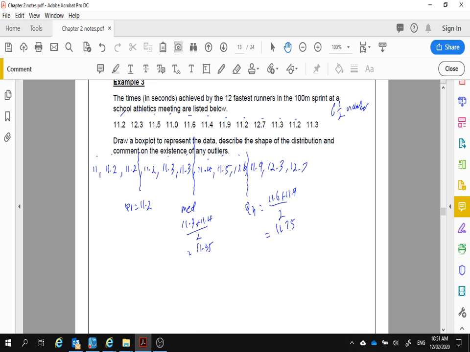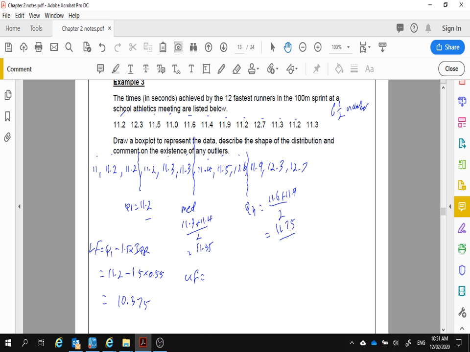Okay, before I do my box plot, I'm going to work out my fences. So the lower fence here is Q1 minus 1.5 times the interquartile range. 11.2 minus 1.5 times (11.75 minus 11.2), which is 0.55. So this becomes 10.375.